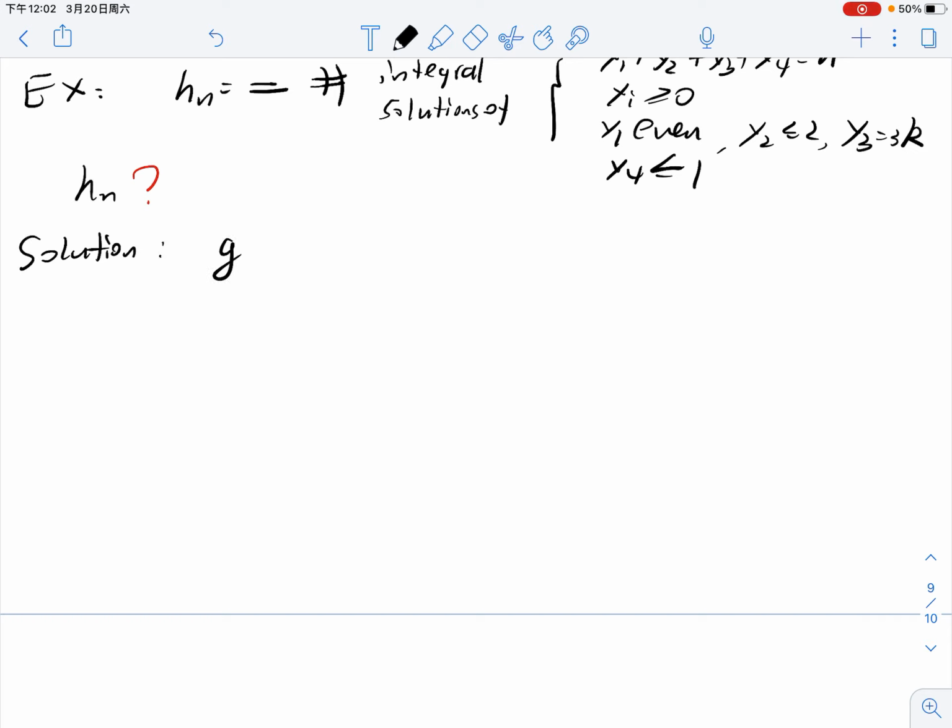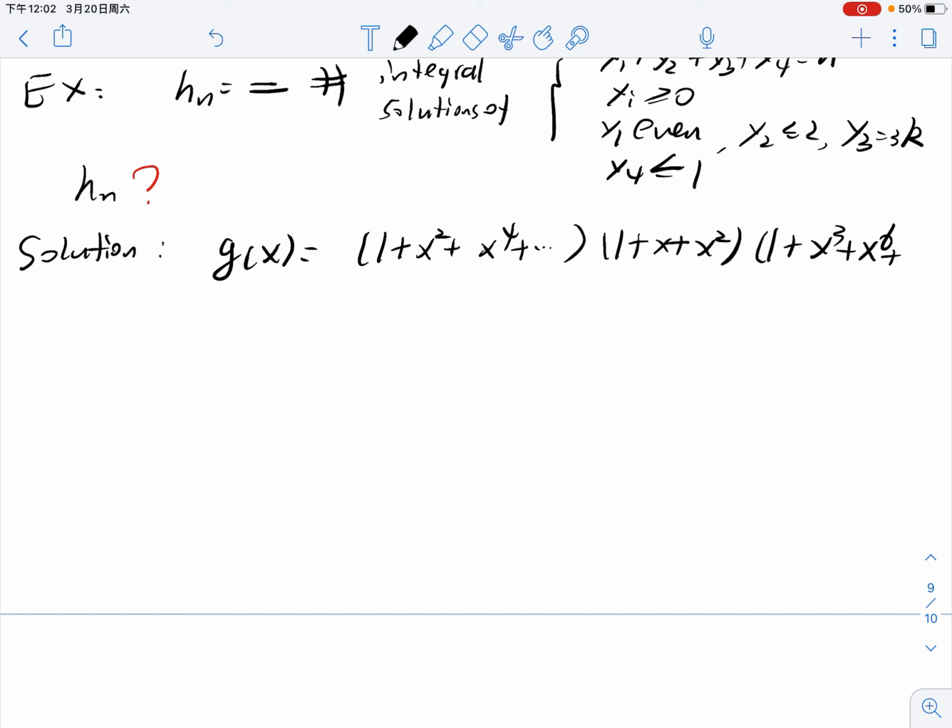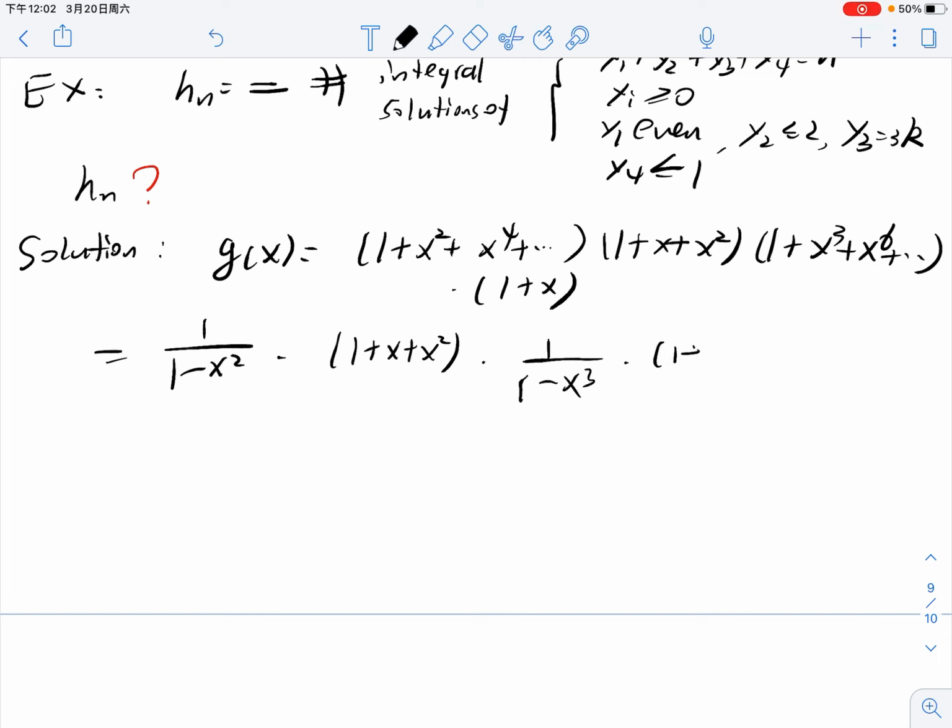So G(x) is (1 plus x squared plus x to the fourth) times (1 plus x squared) plus (1 plus x cubed) plus x to the 26th times (1 plus x). This is by a similar argument as before, how we interpret the generating functions. And now, if you sum them up, you do have this. And actually, this problem is very tricky.